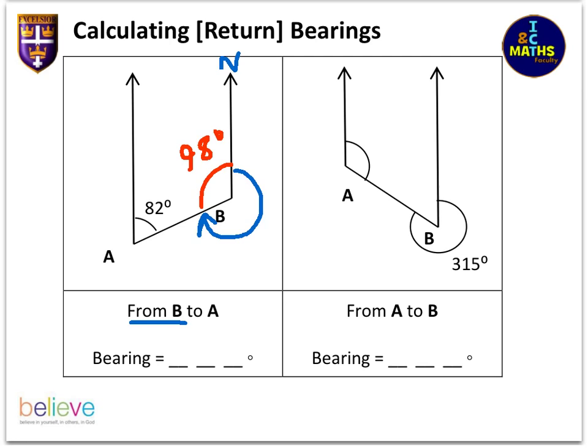So I do 360, take away the 98, and I get 262 degrees, a 3-figure bearing as asked for.